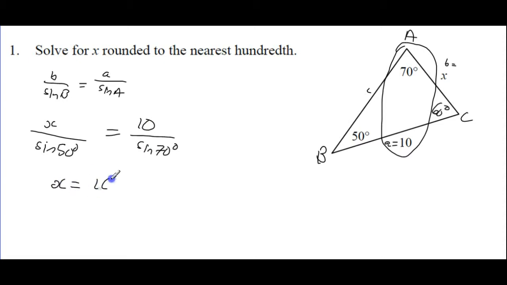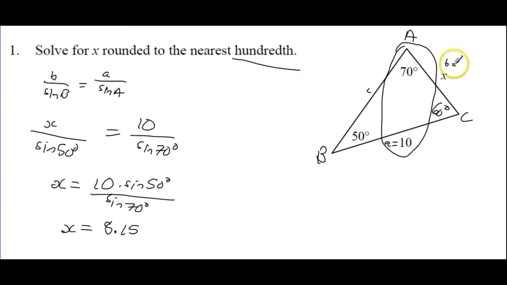X will be equal to 10 times the sine of 50 degrees over the sine of 70 degrees. And make sure your calculator is in degree mode, right? You're going to have to set it that way after you clear it. And we plug that in, and we get x is equal to 8.15, because we're looking to the nearest hundredth. There are no units on this. There's no centimeters or anything, so this is just 8.15 units.